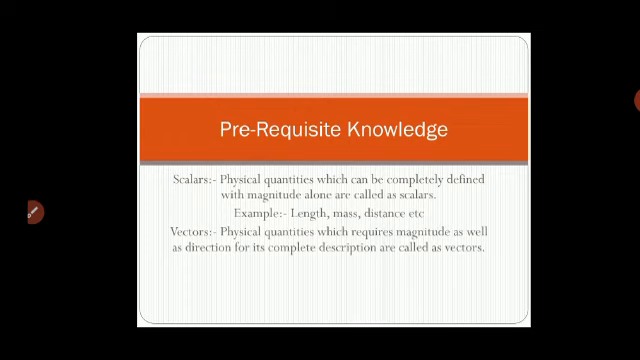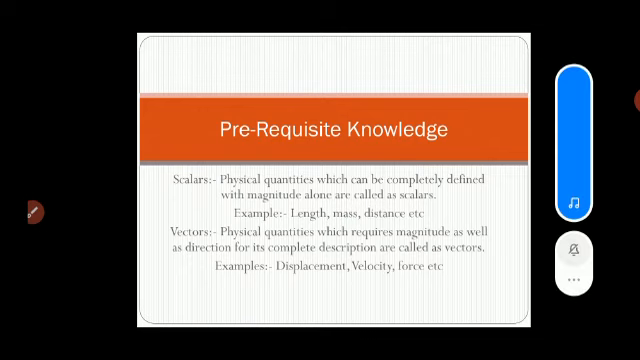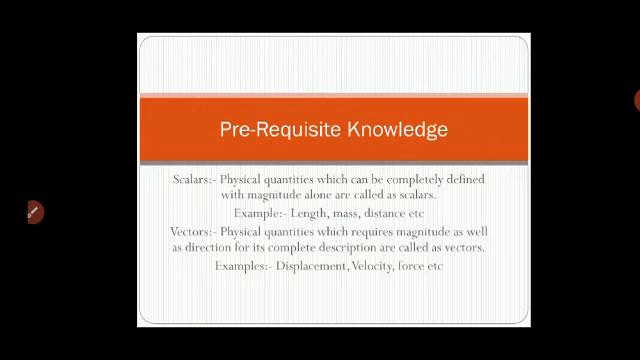Vectors are the physical quantities which require magnitude as well as direction for their complete description and are called vectors. Examples of vectors are displacement, velocity, force, etc.